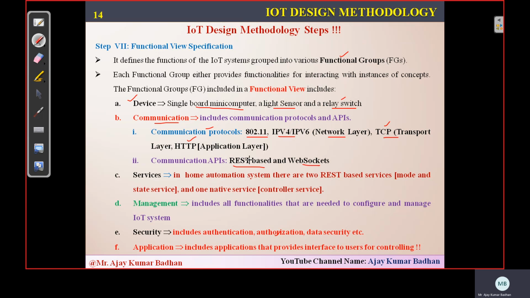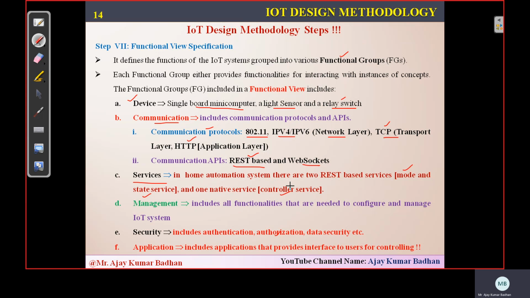So we have WebSocket and REST. Mostly we will be using REST-based applications, okay, API. Coming to the services, what services we are going to provide? We have already discussed in the previous step, service specification. We have three service specifications there. What are those? Mode specification, state services, and then controller.